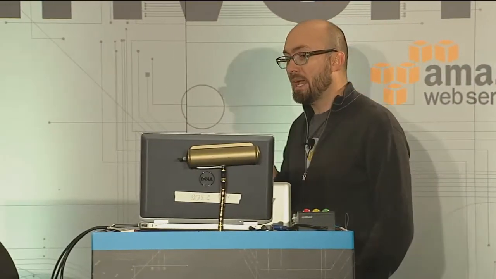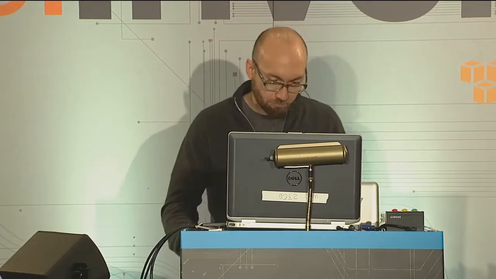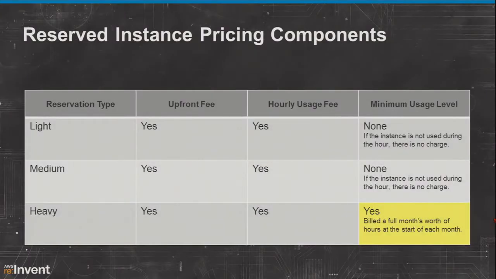Yep. So let's unpackage this yellow box a little bit. I'll use M1X large as an example. So M1X large running Linux, US East. Your on-demand rate for that would be about 48 cents an hour. So if you bought a heavy, you would pay about $1,350, I think it's $1,352, up front as your upfront fee. And that drops your hourly rate down to 11.2 cents an hour. So 11.2 cents compared to 48 cents is pretty good.